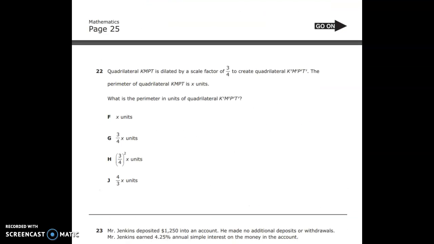Number 22. Quadrilateral KMPT is dilated by a scale factor of 3 over 4 to create quadrilateral K prime, M prime, P prime, T prime. The perimeter of quadrilateral KMPT is X units. What is the perimeter in units of quadrilateral K prime, M prime, P prime, T prime? X units, 3/4 X units, 4/3 X units.